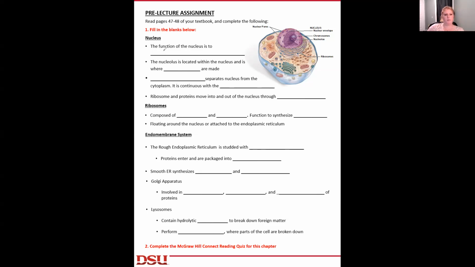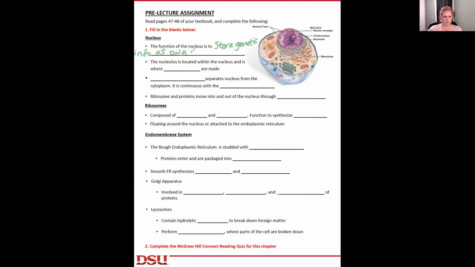Okay. The function of the nucleus is to store genetic information. That's what it's there for. I think your book says store genetic info as long strings of DNA or long chains of DNA or something like that. The nucleus has different parts to it, as you can see, including something called the nucleolus. Okay, it's located inside the nucleus itself, and this is where components of ribosomes are made.